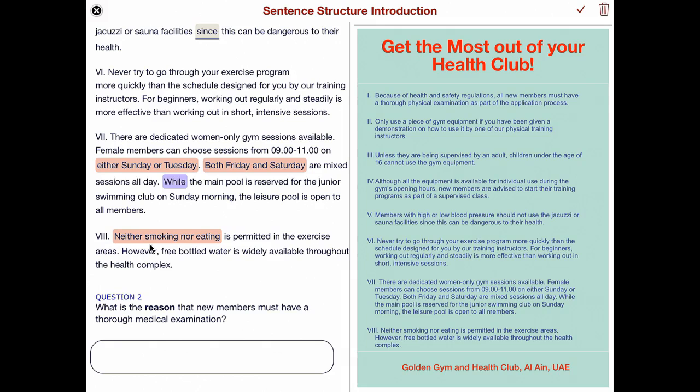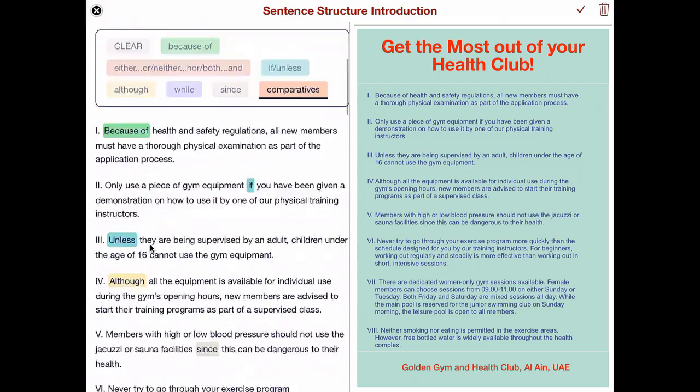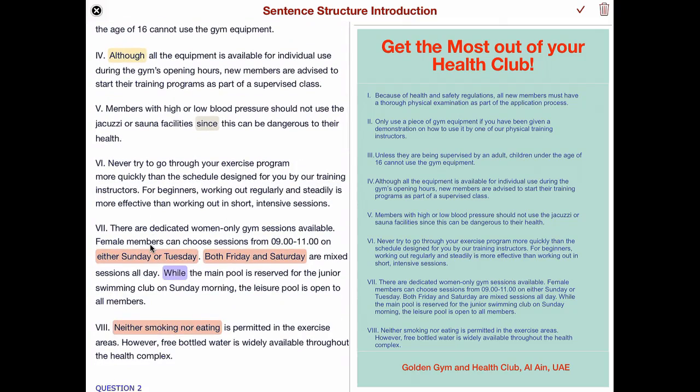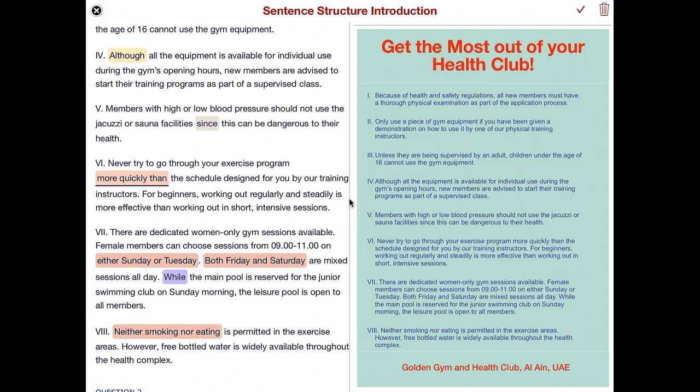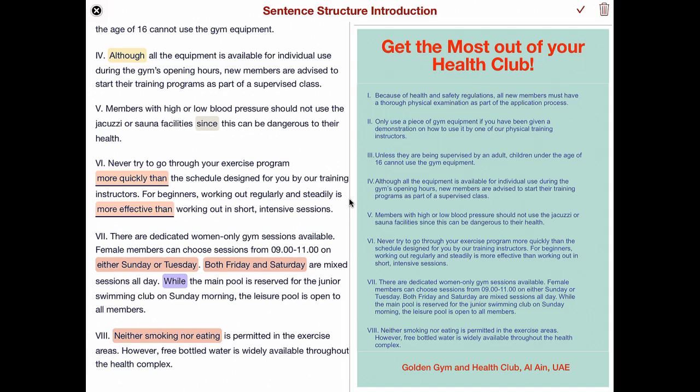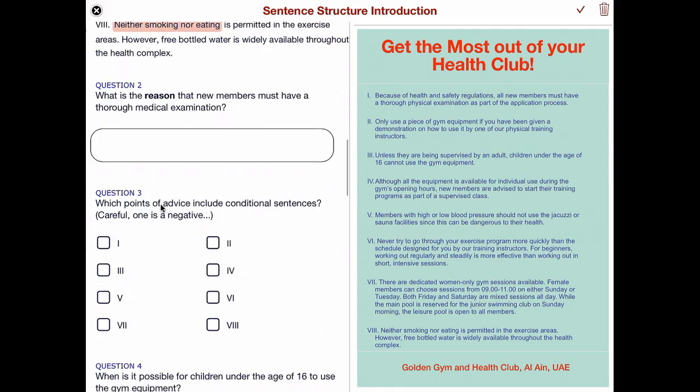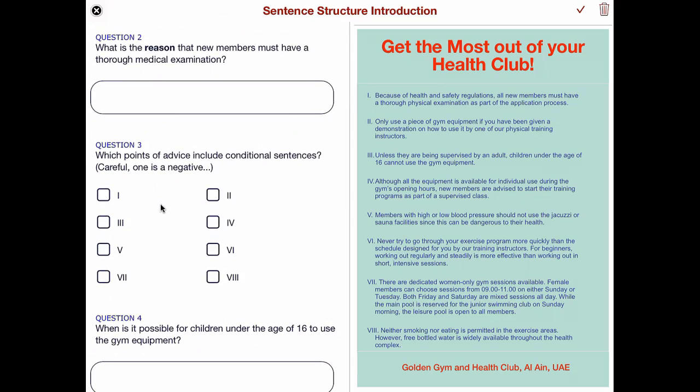All right, let's go up here and we're going to find our comparatives, and they're down here in this paragraph right here. More quickly than, more effective than. This one has an adverb, so more adverb than. This one has an adjective, more effective than, but it's the same structure. Let's look at some of our questions.